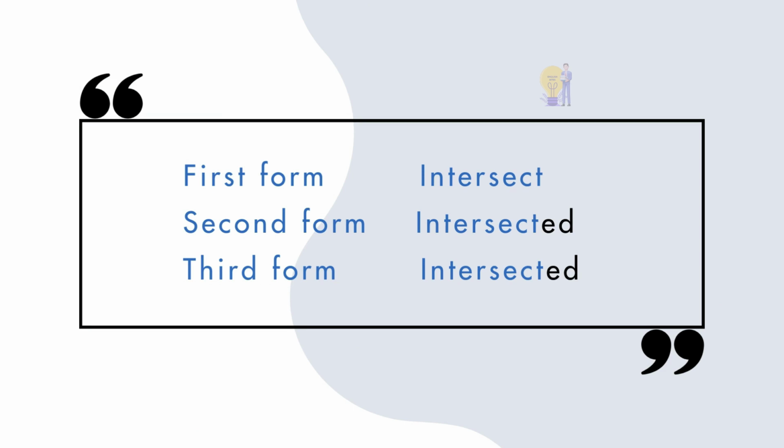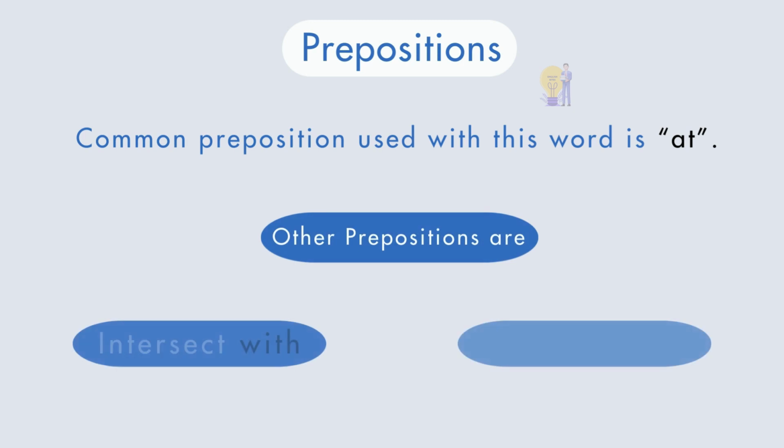The first form is intersect, the second form is intersected, and the third form is intersected. Common preposition used with this word is at. The other prepositions are intersect with and intersect in.